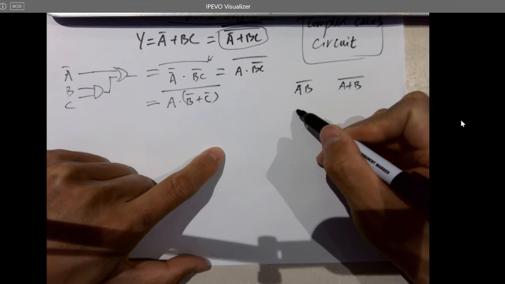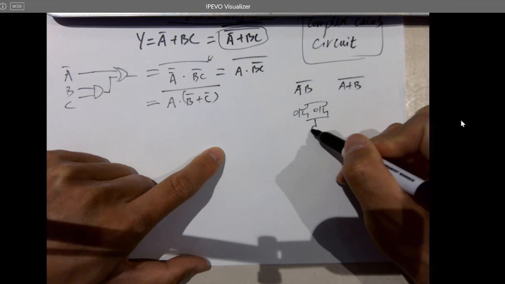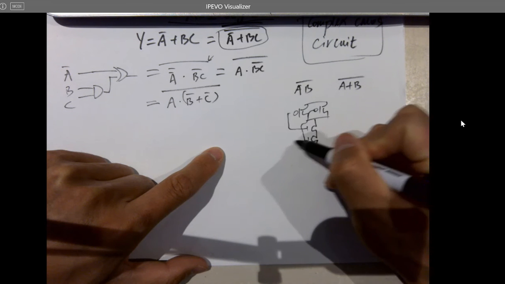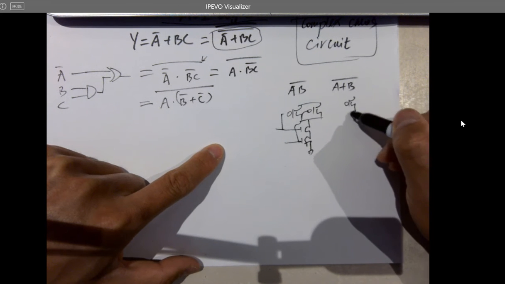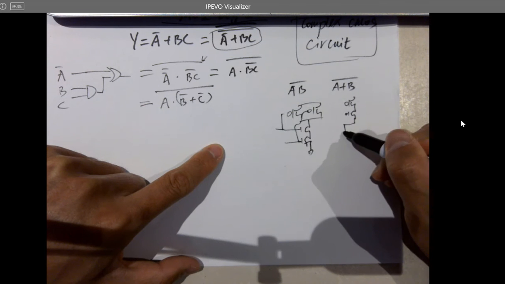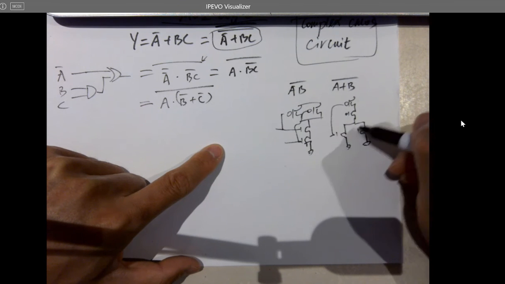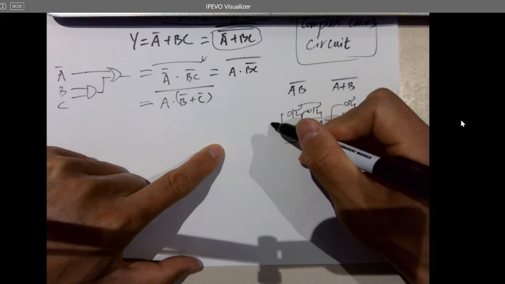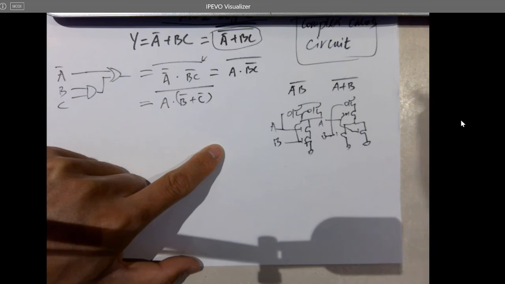Like NAND gates, you have parallel PMOSs on the top and NMOSs in series at the bottom, right? For a NOR gate, you have PMOSs in series on the top and NMOSs in parallel at the bottom. A or B, A NOR B, A NAND B.